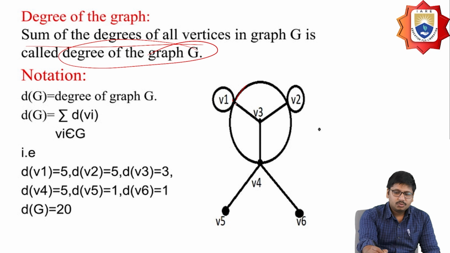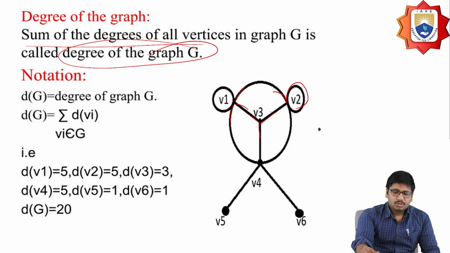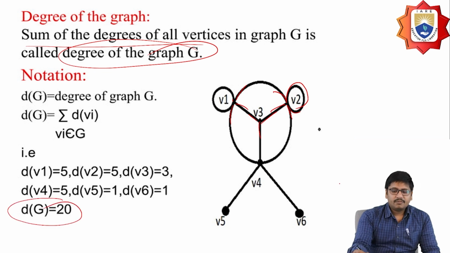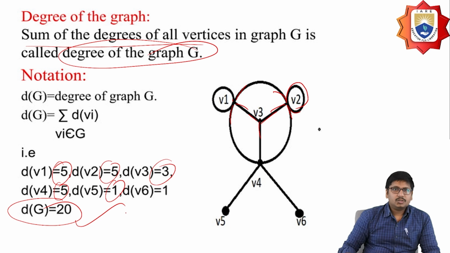So 1, 2, 3, 5. And the degree of V3: 1, 2, 3. And the degree of V2: 1, 2, 3, 4, and one incident also is there, 5. Like this we can calculate the degrees of the graph. Once we add up the degrees of each individual vertex of the graph, we get the degree of the graph.